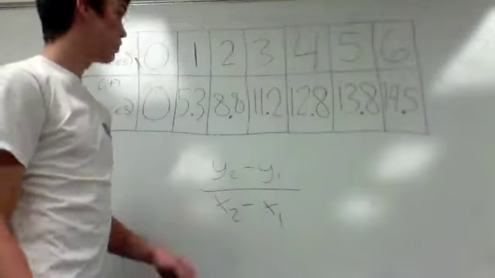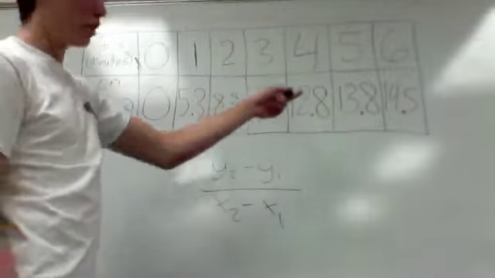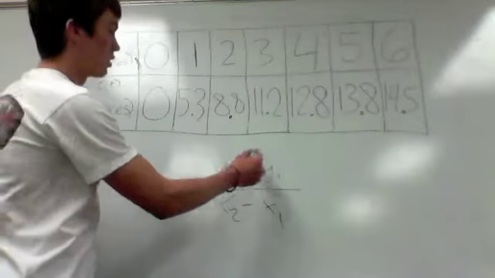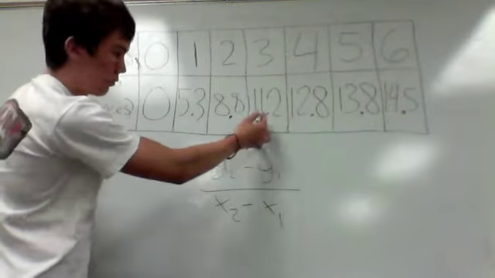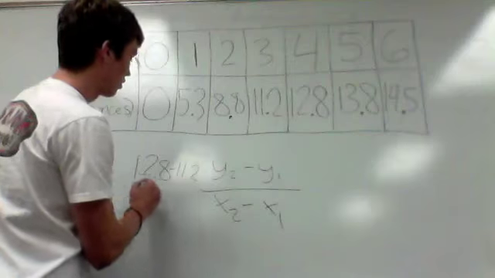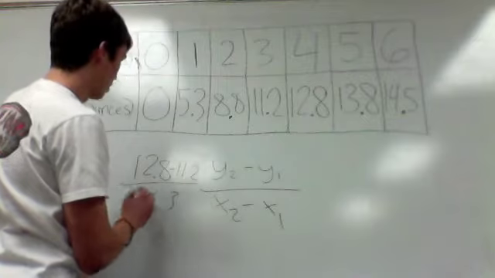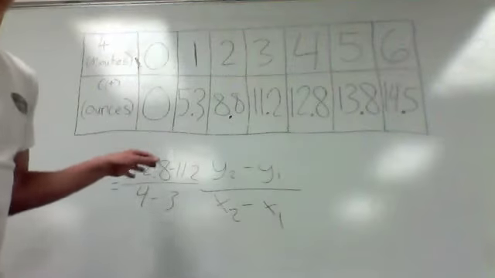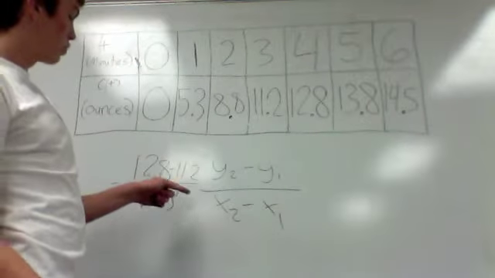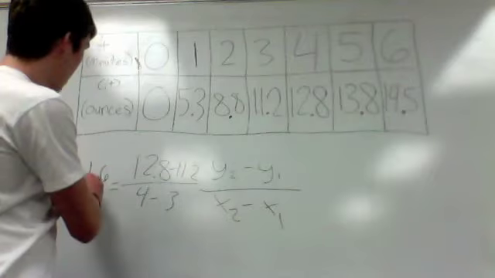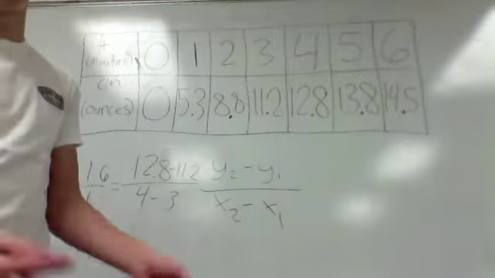Next, we're going to plug in the values from the table at 3 and 4, because 3.5 is in between those, to find the slope there. So we got our y's on top, so that's 12.8 ounces minus 11.2 ounces over 4 minus 3 minutes. And now we have to do this very difficult math in our head, since this is a no calculator problem. We're going to get 12.8 minus 11.2 is 1.6, and that is over 1. So 1.6 ounces per minute. Boom.